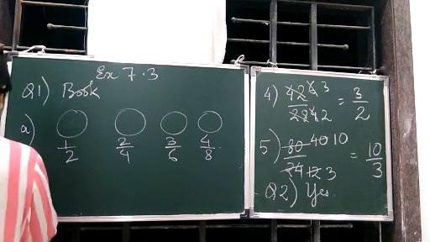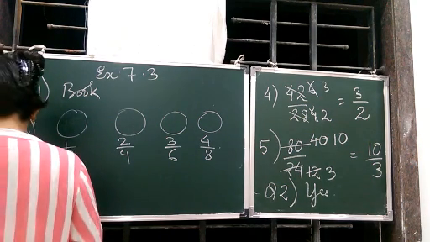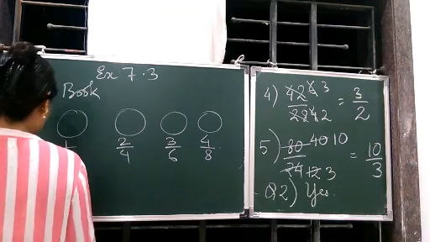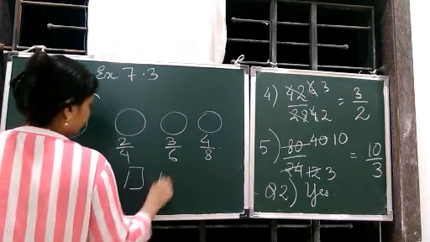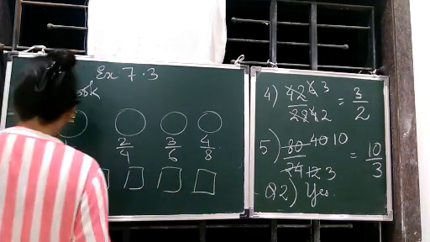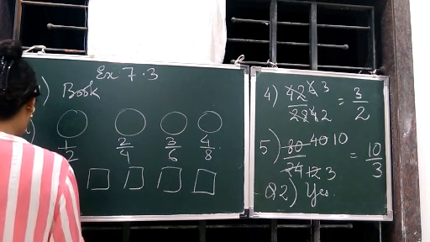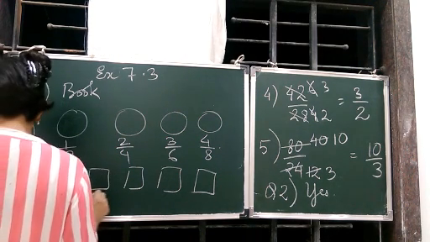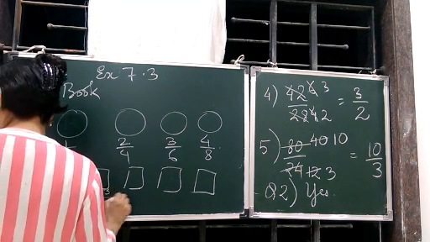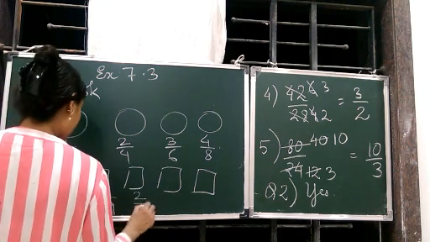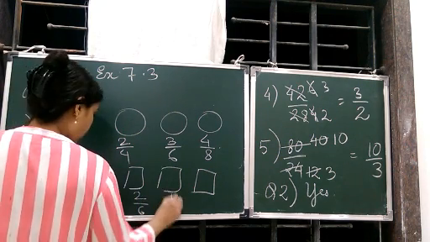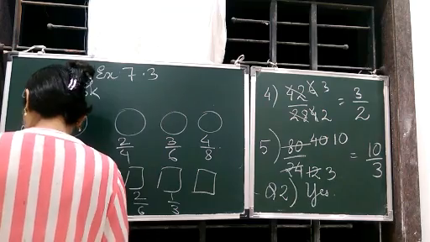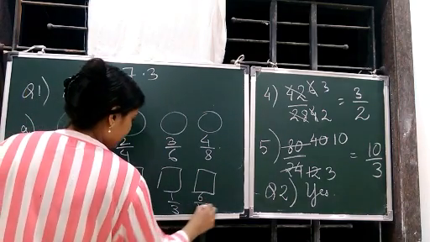Then B. They are 5 figures, children: 1, 2, 3, 4, 5. First one is 4 by 12, 3 by 9, 2 by 6, 1 by 3, 6 by 15.